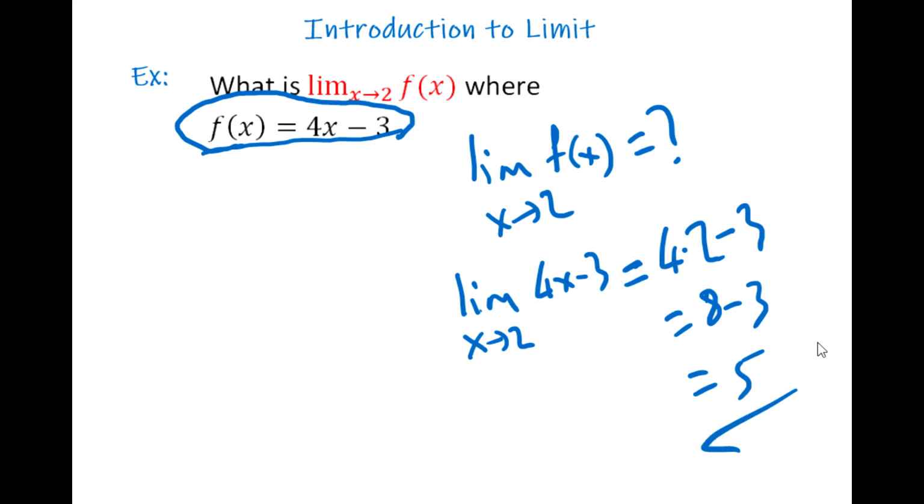As I said, when you have a polynomial function, just put that limit, whatever that is. In this case, it is 2 instead of x in the function, and you can just evaluate the function at that point. And let's take a look at our last question.